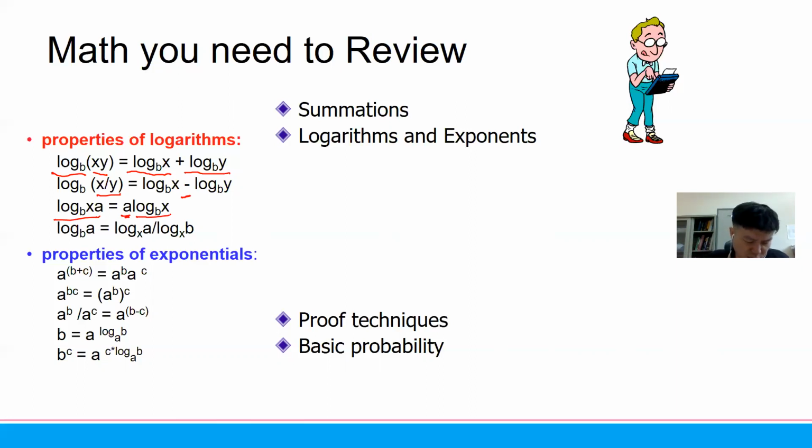And also with the exponential, like this one, a power of b plus c can be separated into two, which is a power of b multiplied by a power of c. And also a power of b multiplied by c can be separated into a power of b, and then we do the exponent again with c. So those kinds of things will be necessary for the big O analysis.